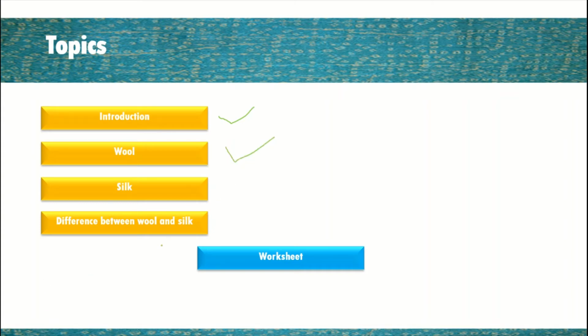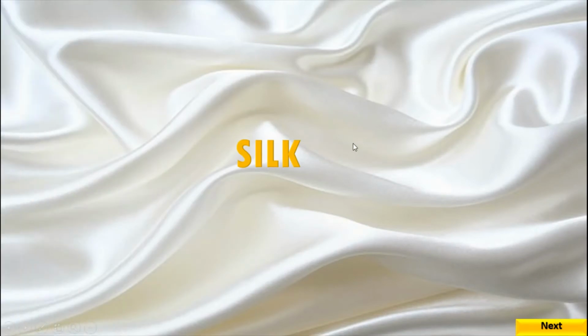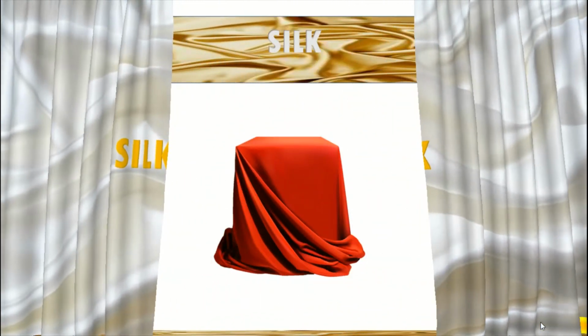And now it's the turn of silk. So this is silk. By seeing it only, you will be attracted to silk. So let's know more about silk.